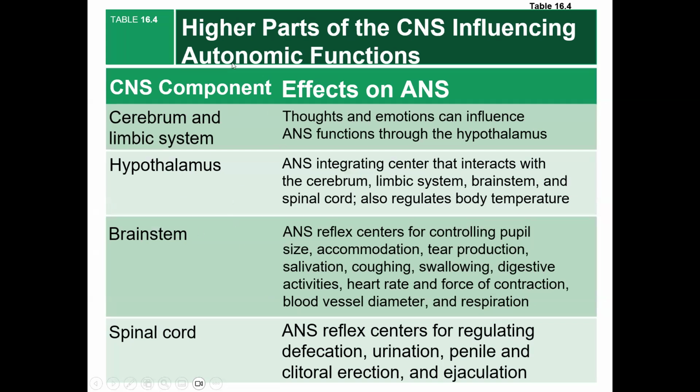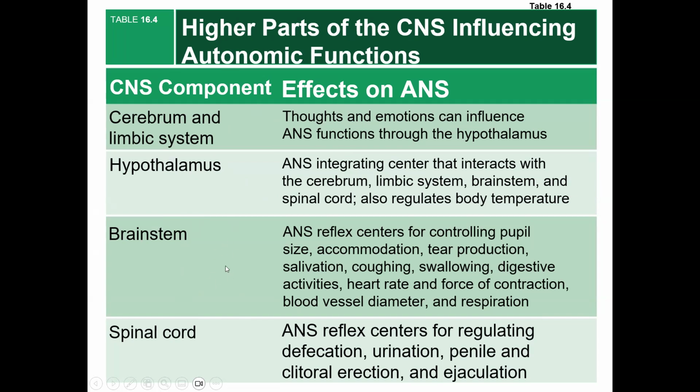All right, this just talks about some of the higher CNS influencing components. So we have our cerebrum and limbic system that's going to influence the ANS through emotion and thought, and it's going to really go through the hypothalamus. We can consider the hypothalamus that autonomic nervous center, the integration center for the autonomic nervous system.